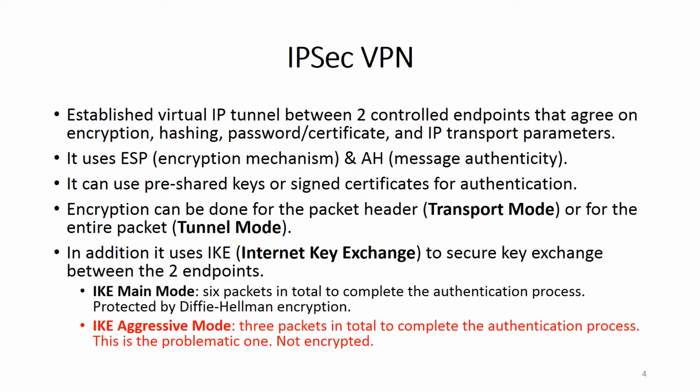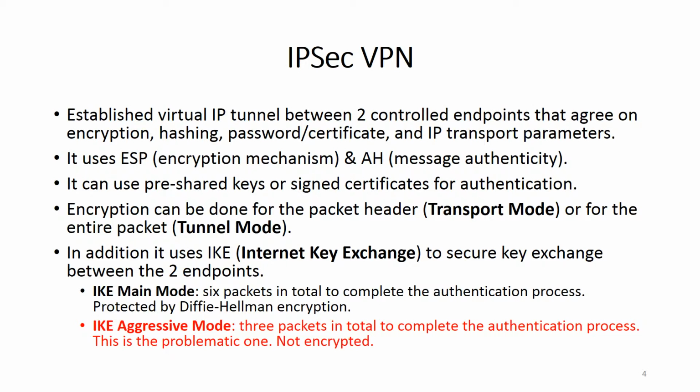So it uses IKE, Internet Key Exchange, and this is very much to create a tunnel where you can negotiate the IPsec parameters inside that tunnel. So it's kind of another protective layer. IKE has two modes: main mode and aggressive mode. Main mode is the one that's typical, 6 packets in total to complete the authentication process. It creates a tunnel. It protects that tunnel with Diffie-Hellman encryption and key, and then inside that tunnel, the IPsec parameters negotiation happens.